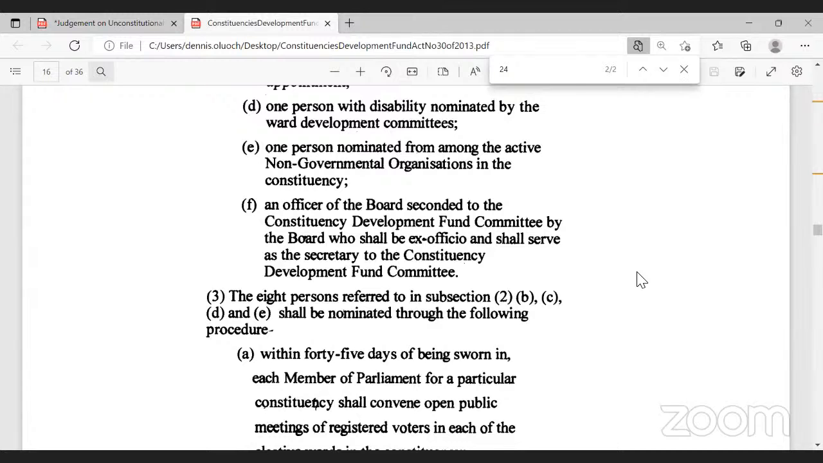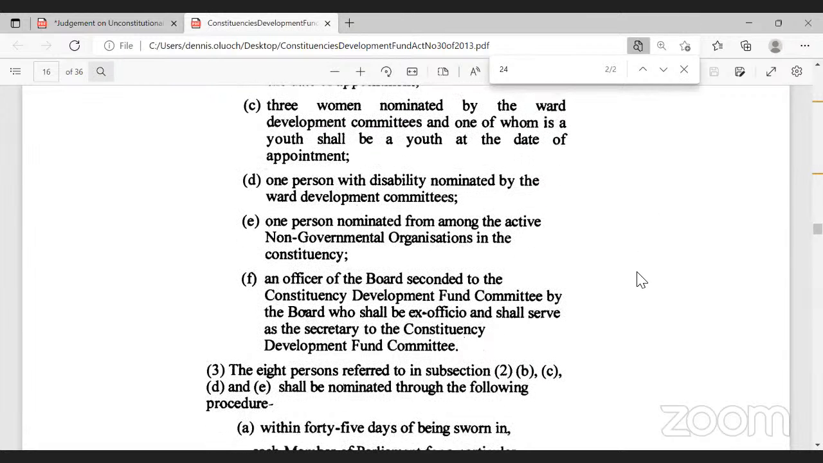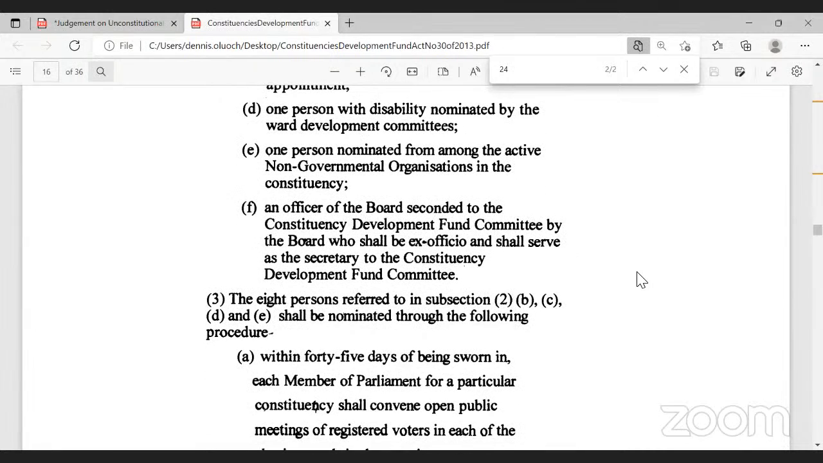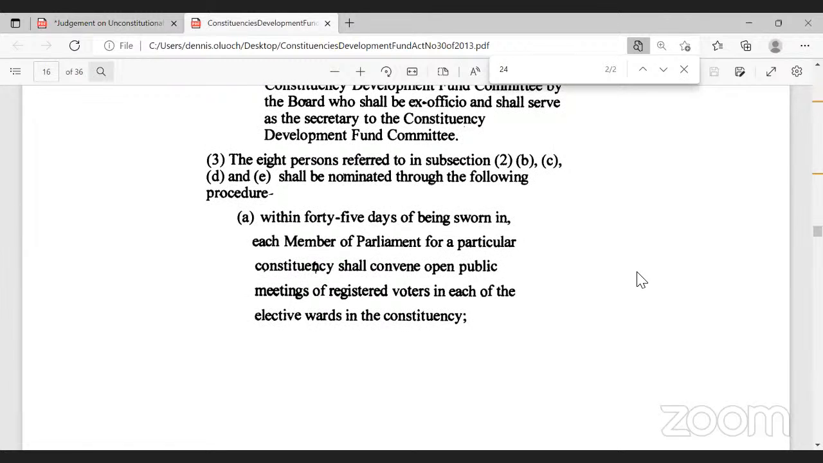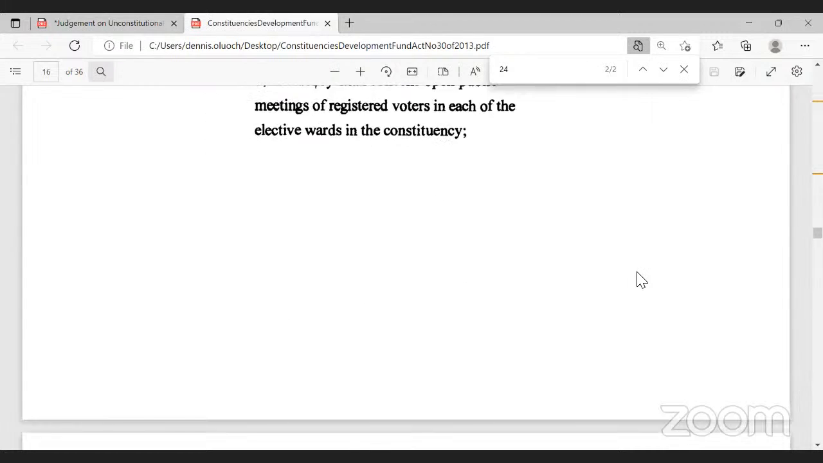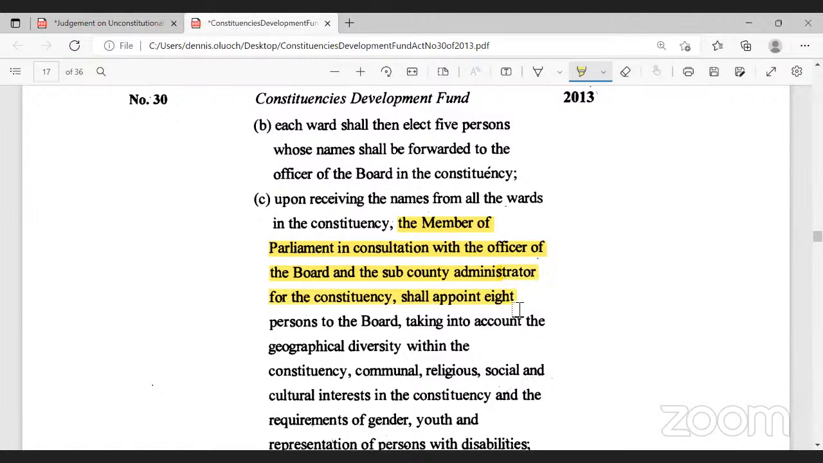So it is B, C, D, and E. B was saying 3 men nominated by the ward. C, 3 women nominated by the ward. D, 1 person with disability nominated by the ward. E, 1 person nominated from among the active NGOs in the constituency, shall be nominated through the following procedure. And so what was declared unconstitutional was subsection 3C. So let us go straight to C. C says, upon receiving the names from all the wards in the constituency, the member of parliament, in consultation with the office of the board and the sub-county administrator for the constituency, shall appoint 8 persons. And so that is where the problem is, the member of parliament. So this was declared unconstitutional.